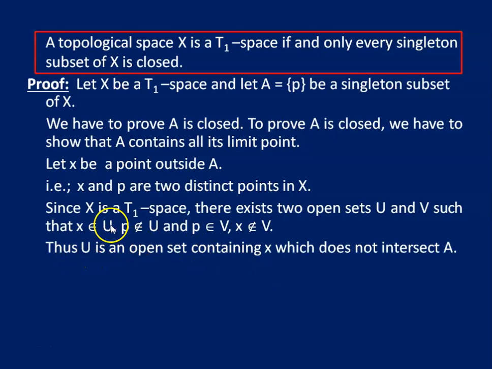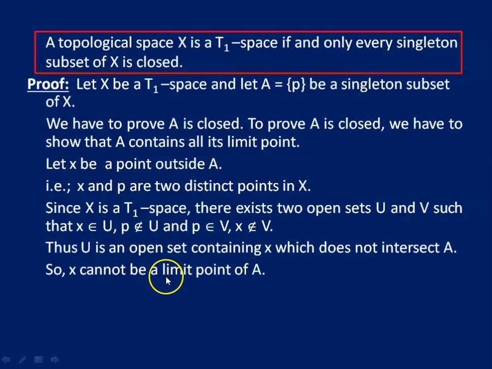Here we have seen that U is an open set which contains X but doesn't contain P. That means U doesn't intersect the set A, because A contains the point P and A is a singleton set. Since this U doesn't contain P, U cannot intersect the set A. So we have an open set U around X which doesn't intersect A.